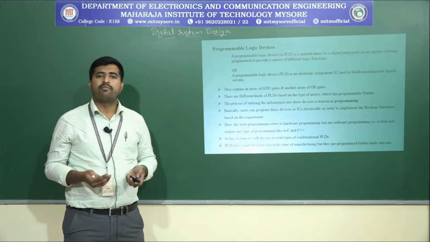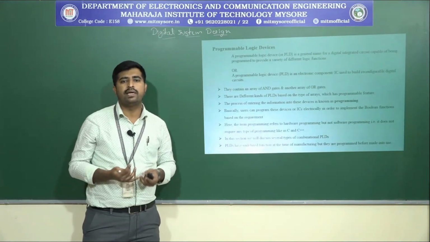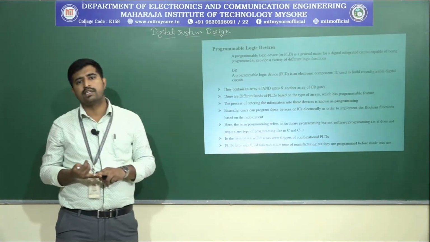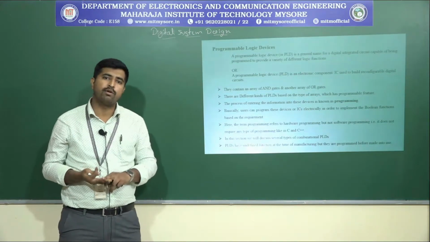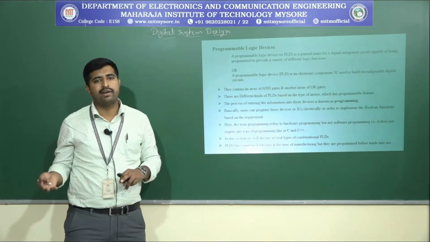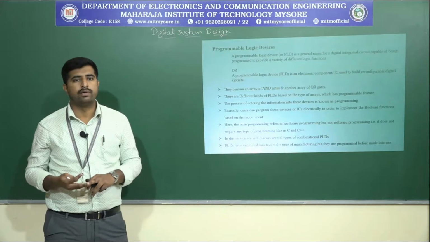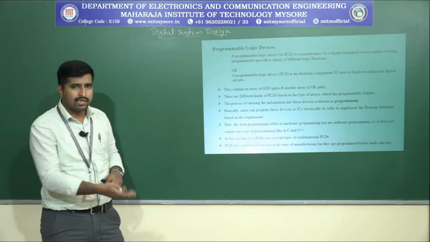We have different kinds of PLDs. One is called a PAL, programmable array logic. Another is a PLA, programmable logic array. Like this, different PLDs are available, and we are going to learn about those next.